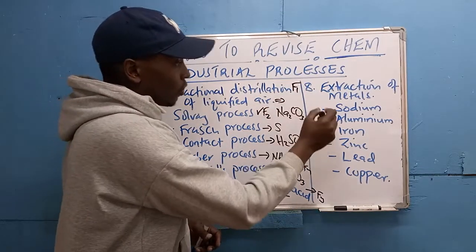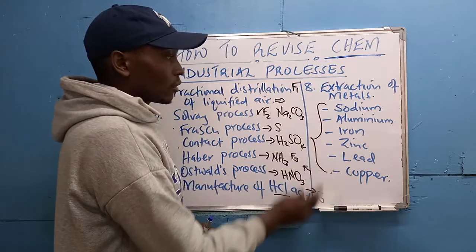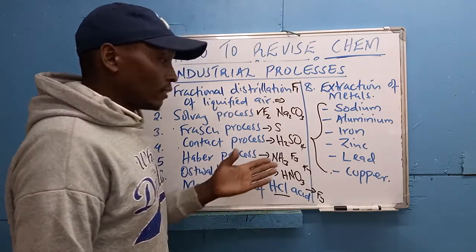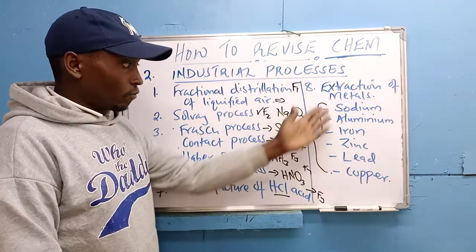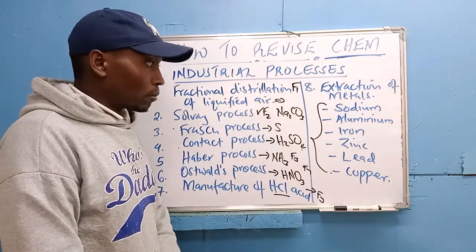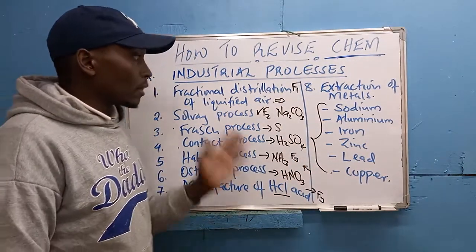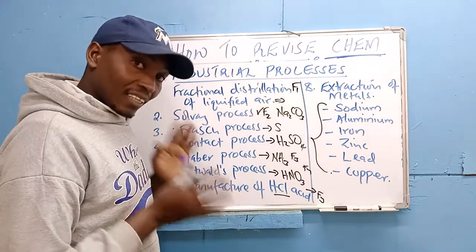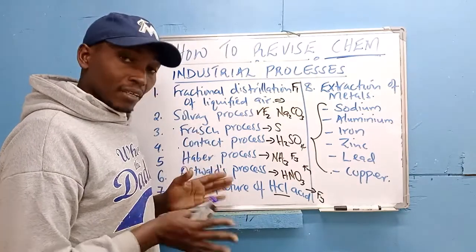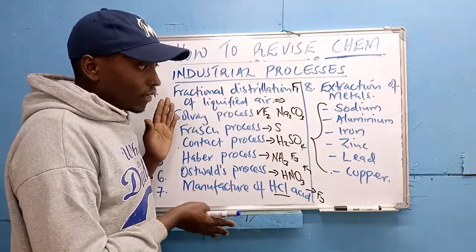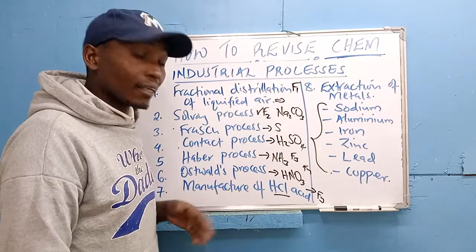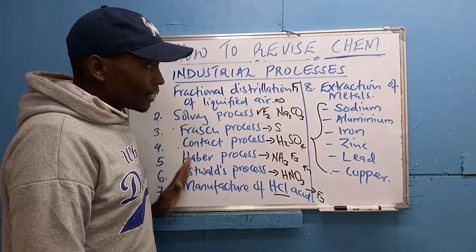The extraction of the six metals: sodium, aluminium, iron, zinc, lead, and copper. Another very important industrial process that a student can cover. Remember, these industrial processes, in most cases, will appear in paper 2, covering some good marks, maybe 10 marks. So a student needs to understand these processes.